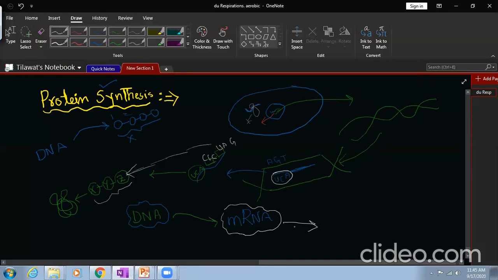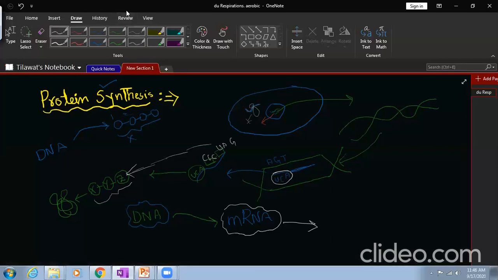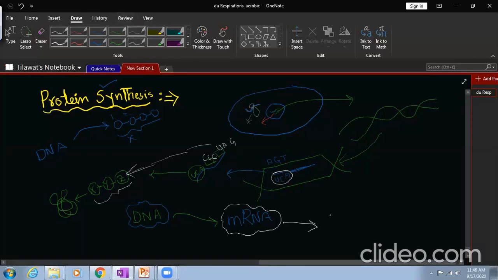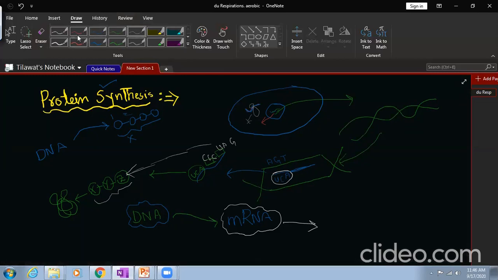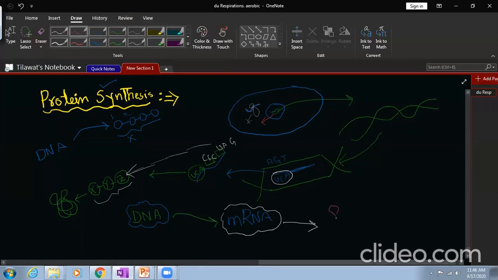Okay, now this messenger RNA will come to the cytoplasm, and it will bind with the ribosome and will convert into what? Protein. It's not that this messenger RNA will convert into protein, but the ribosome will come and read that sequence of messenger RNA, and on the basis of that, different amino acids will combine together and form protein. Okay, now this is your protein. Is it okay? This is protein.